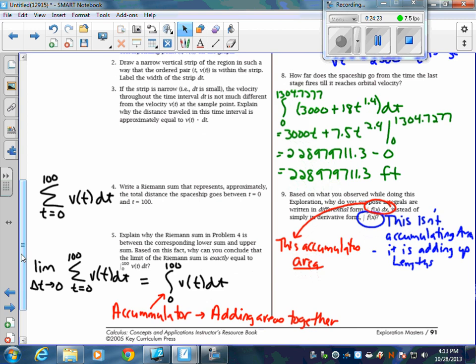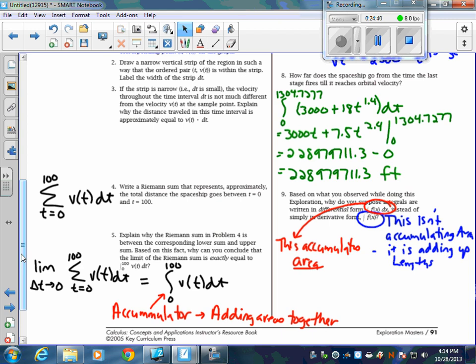And in number 9, I did talk about this. This thing on the bottom that I've circled in blue isn't accumulating area. It's just adding up lengths, y plus y plus y plus y plus y. However, what I've circled in red, f of x dx, is accumulating area because I'm taking a width times a length and accumulating those.